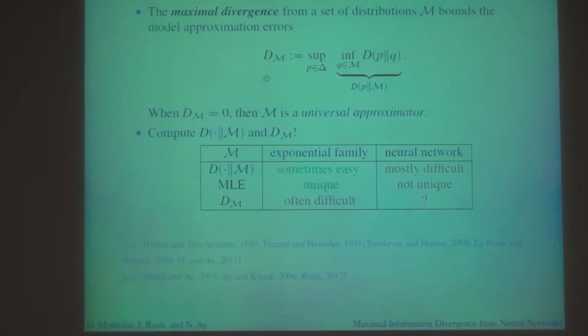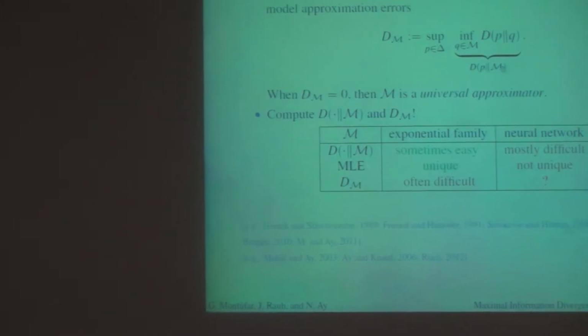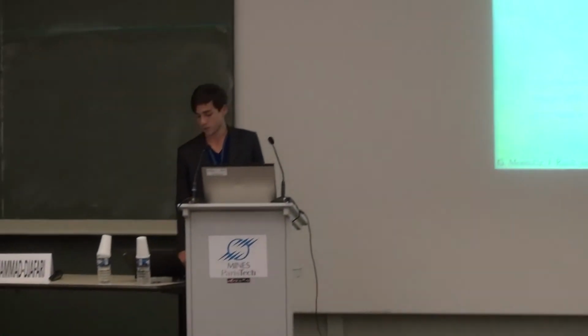The observation here is that when the maximum divergence to a certain set of probability distributions is zero, then you can say that that set of probability distributions is a universal approximator. In other words, there is no distribution on the probability simplex that it cannot approximate perfectly. And these are the kinds of questions that people have been looking at historically for neural networks and things like that. And now here, an observation.